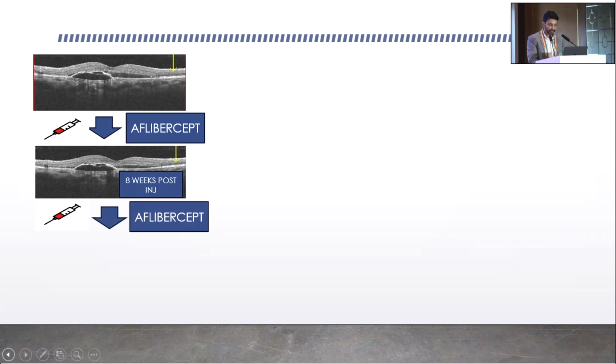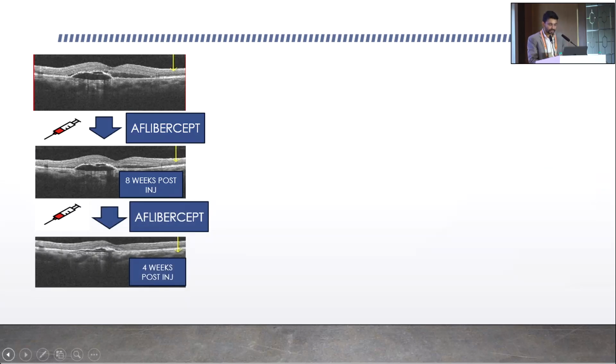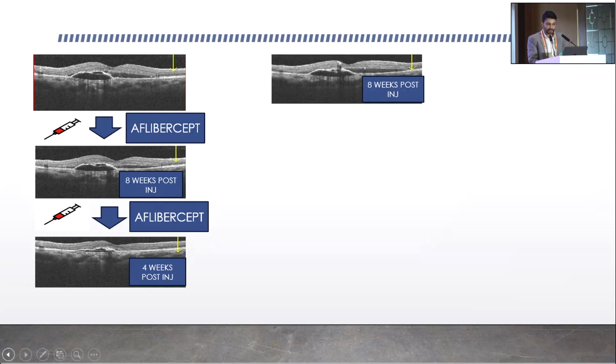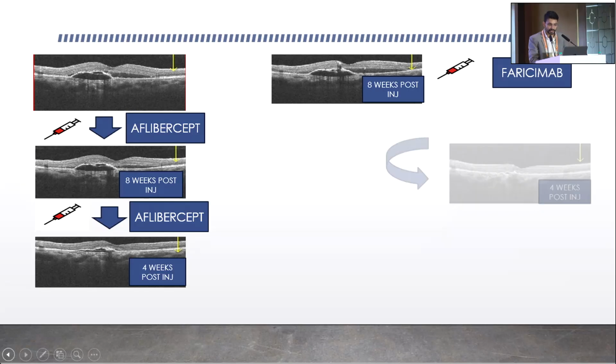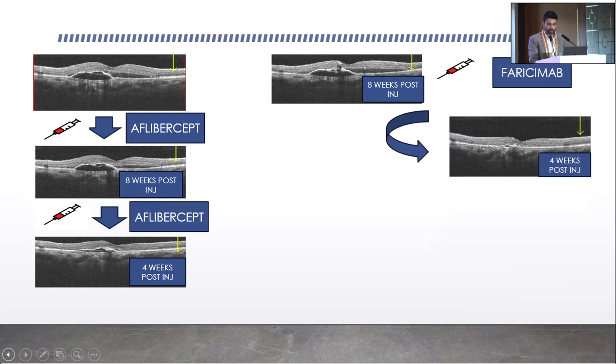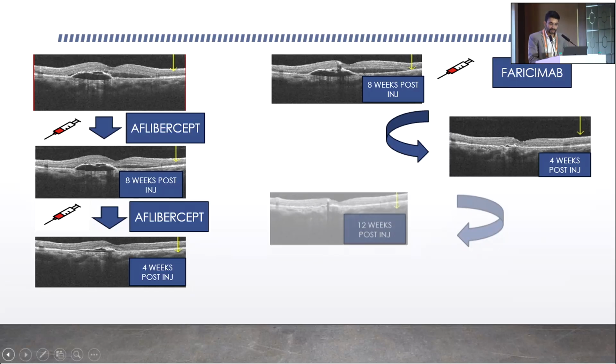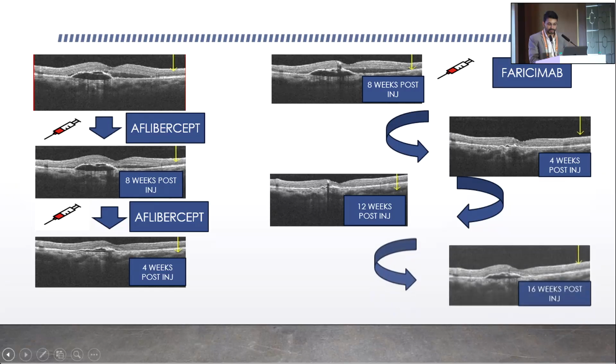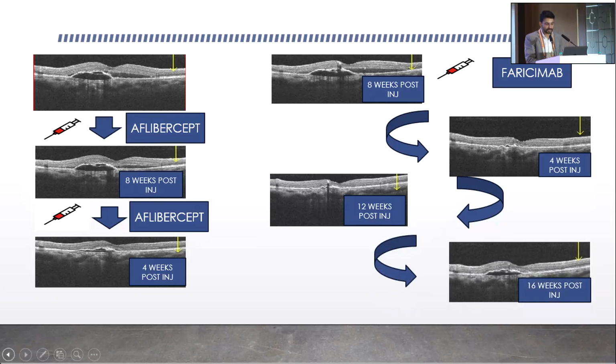So again, we injected aflibercept. At 4 weeks, we can see a flattening of the PED, and the SRF had completely resolved. But at 8 weeks, again, there was a recurrence. At this point, faricimab was injected. As we can see, 4 weeks post-injection, there was complete flattening of the PED and the SRF had completely resolved, maintained at 12 weeks, and then there was a recurrence at 16 weeks. So the patient had shifted from an 8-week recurrence period to 16 weeks.